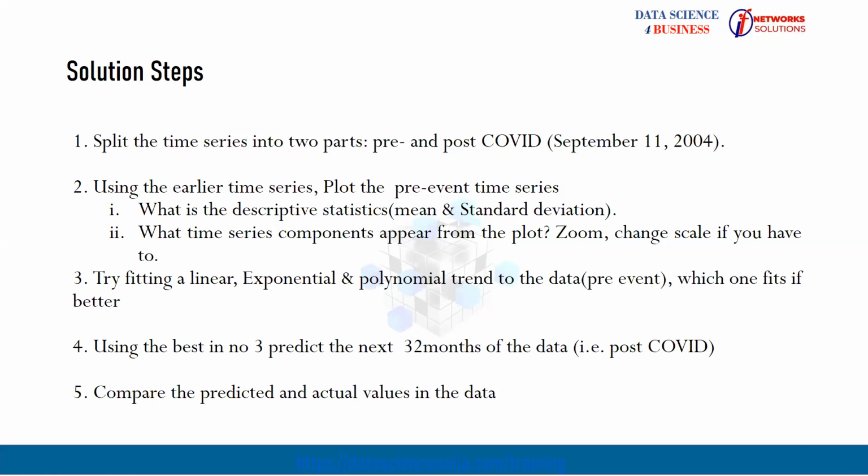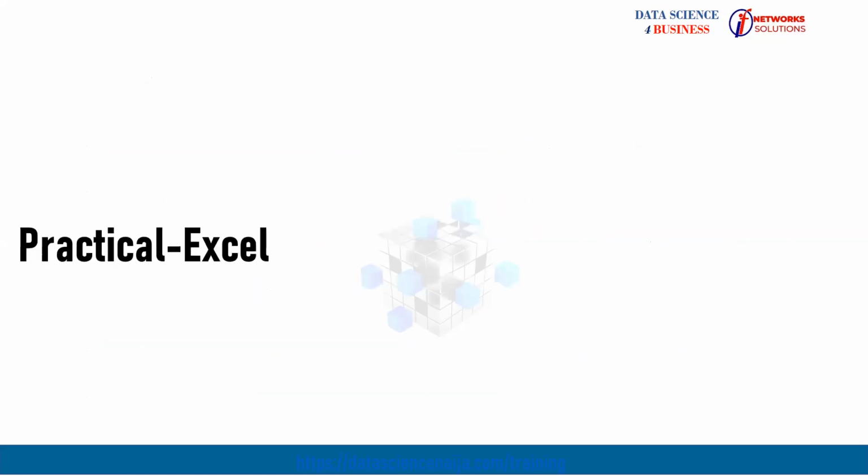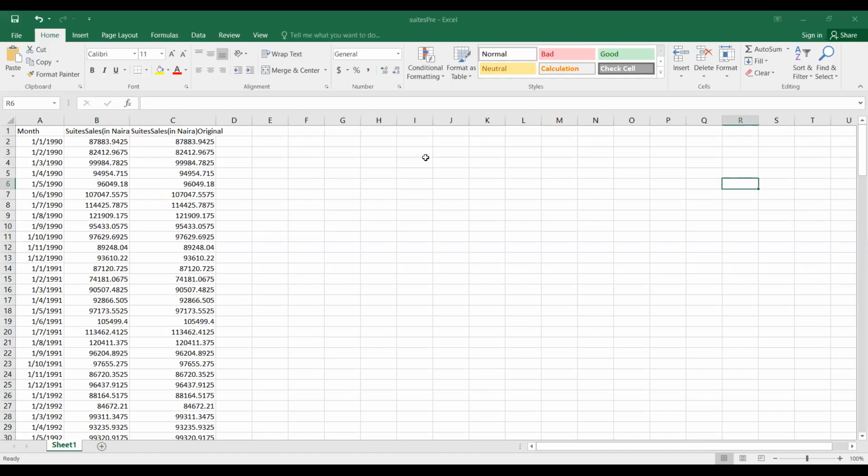Then finally, we compare whatever we have predicted to what happened in real life, and then we can make our deductions. Okay, so we'll just start that. I'm going to go back to Excel to achieve those 5 steps that I just mentioned. So we're going to take it one step after the other, and we're going to try to solve the problem.